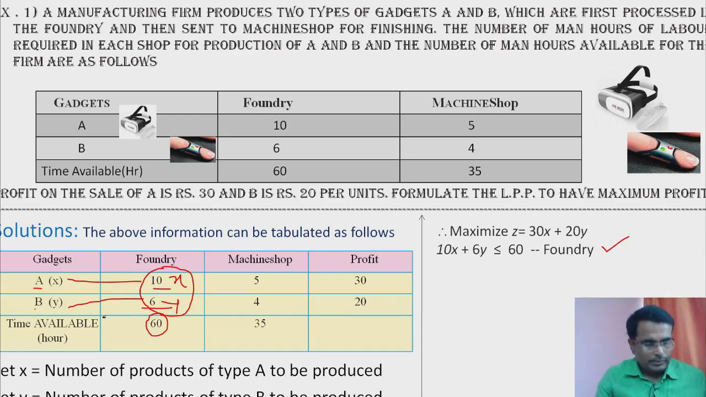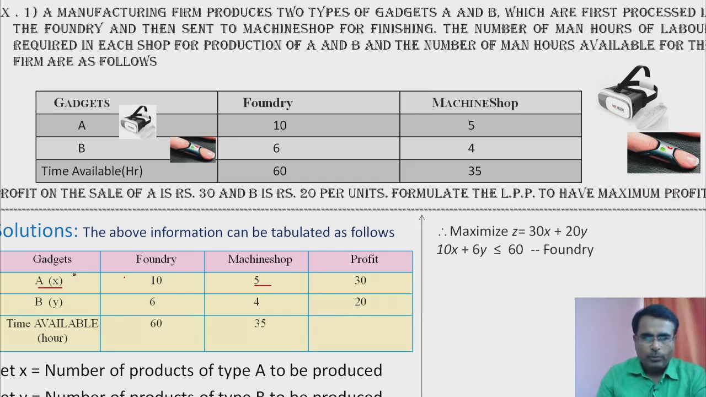Similarly, you can consider the machine shop. It is clear that 1 unit of A takes 5 hours on the machine shop. Therefore, x units of A will take 5x hours on the machine shop. 1 gadget of type B takes 4 hours on the machine shop. Therefore, y gadgets of B will take 4y hours on the machine shop.